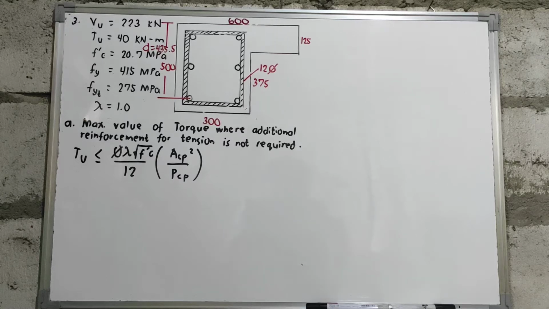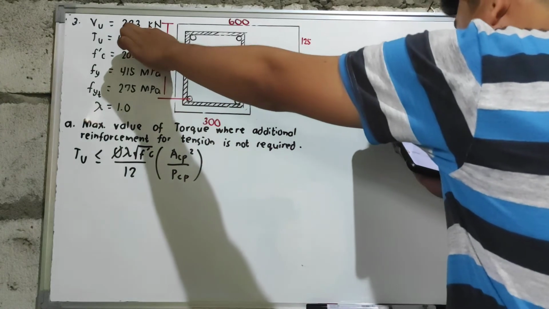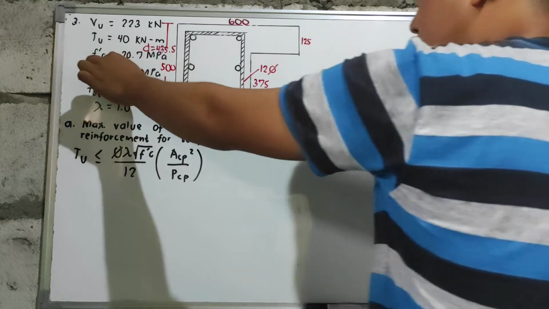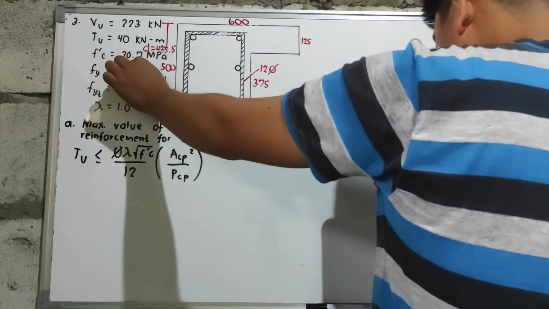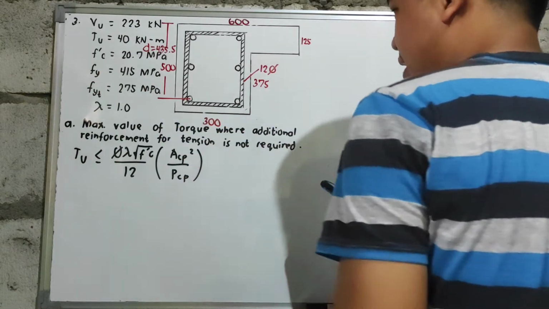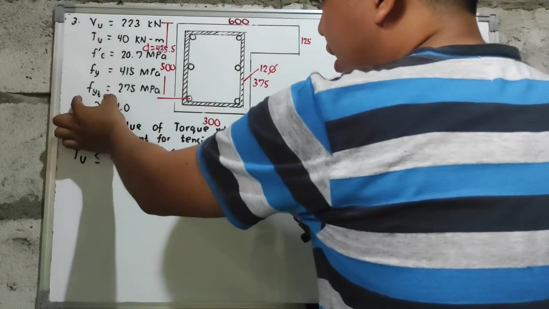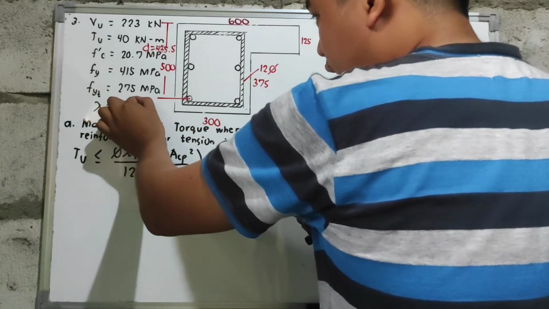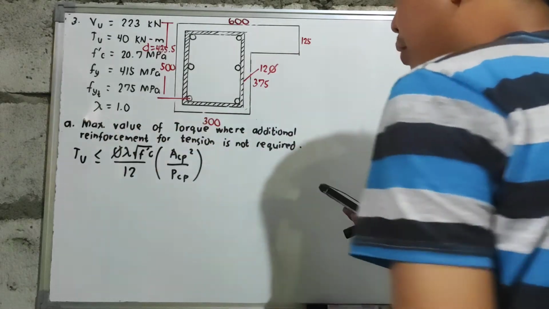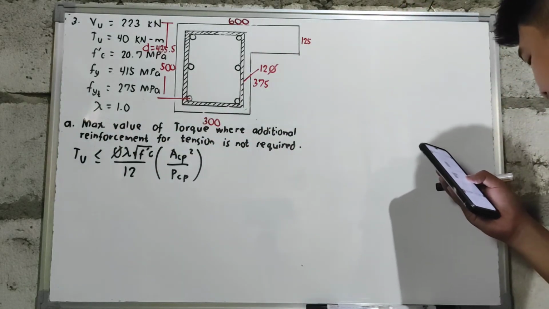So let us now discuss problem number 3. The cross-section is loaded by Vu, which is equal to 223 kN, and a torque of 40 kN-m. F'c is equal to 20.7 megapascal, Fy is 415 megapascal, and then we have a given Fyt, which is equal to 275 megapascal. We will use 1.0 for normal weight concrete.